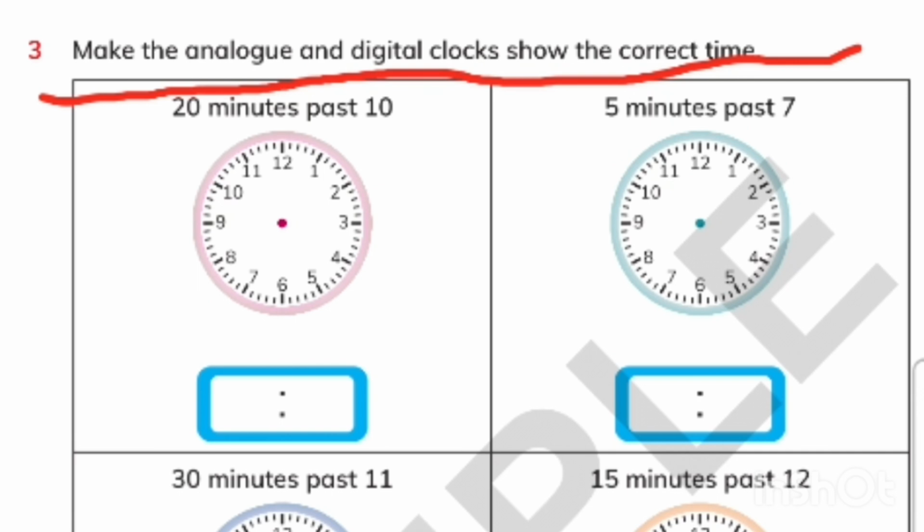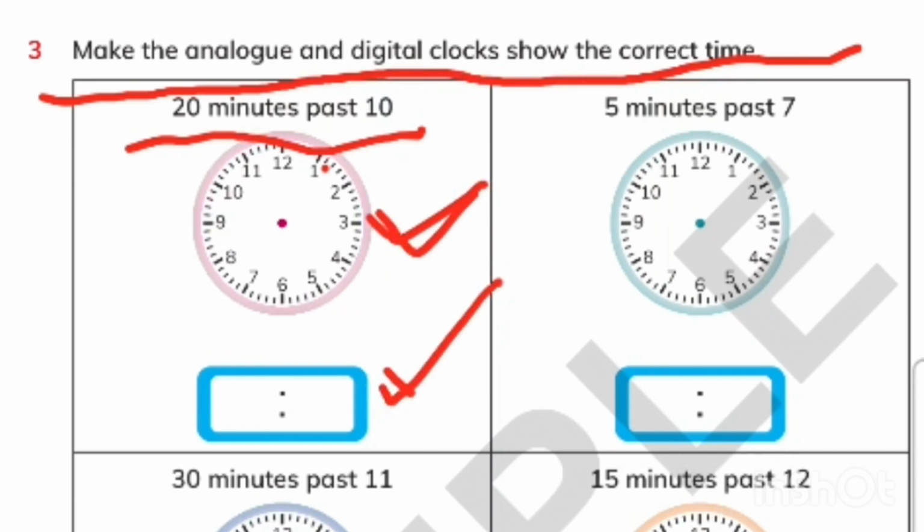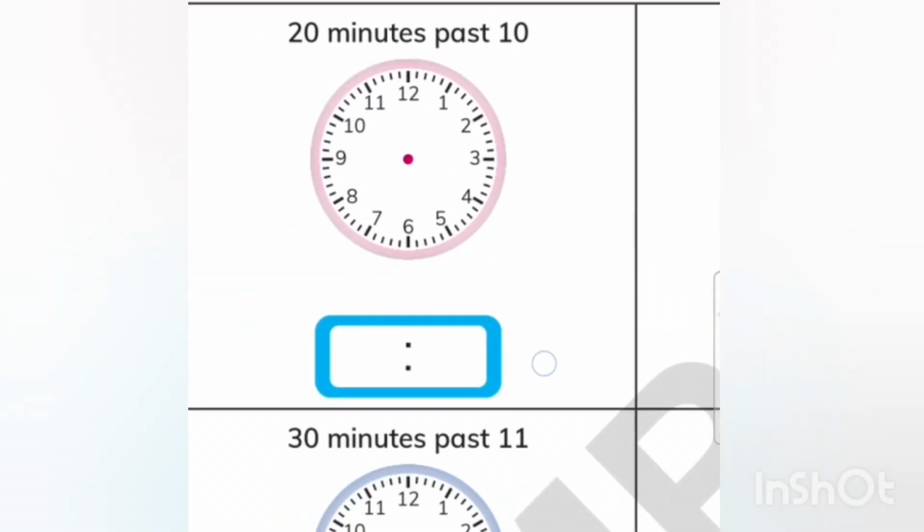Make analog and digital clocks to show the correct time. The time is written in words. We have to write this in digital and analog. Understand? Yes. Now the question is 20 minutes past 10. It means that first we will write in digital.